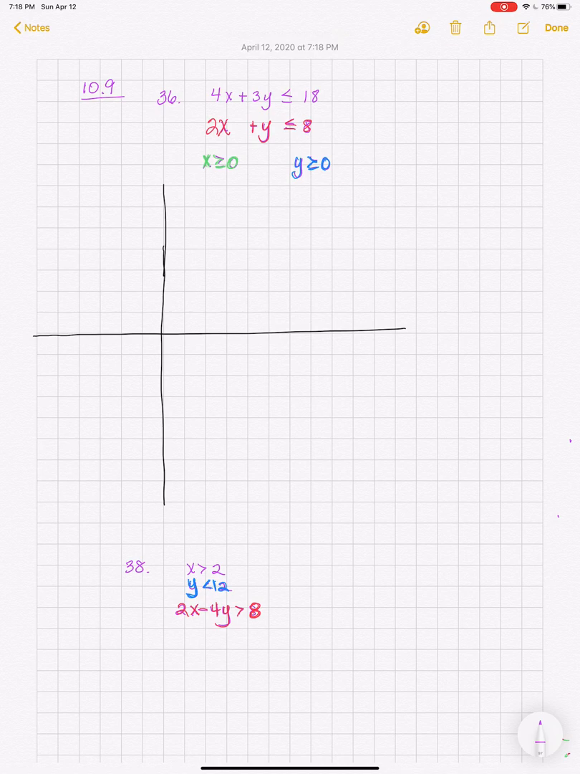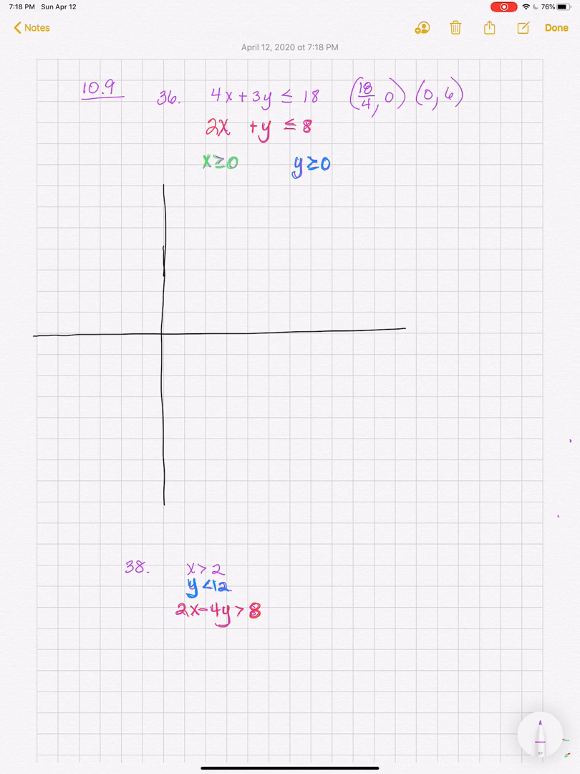So to find the x-intercept, I let y be 0. So if I solve that for x, then I would get 4x equals 18. Remember, when you're graphing it, you graph it just like an equation. So 4x equals 18, which means x would be 18 over 4. My y value is 0 because this is my x-intercept. And then to find my y-intercept, I let x be 0, and if I plug that in, then I get 3y equals 18, or y equals 6.